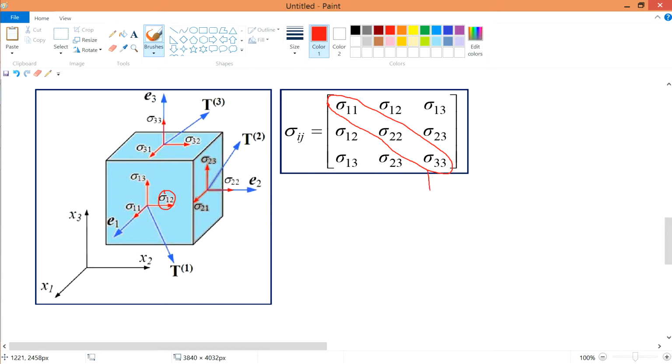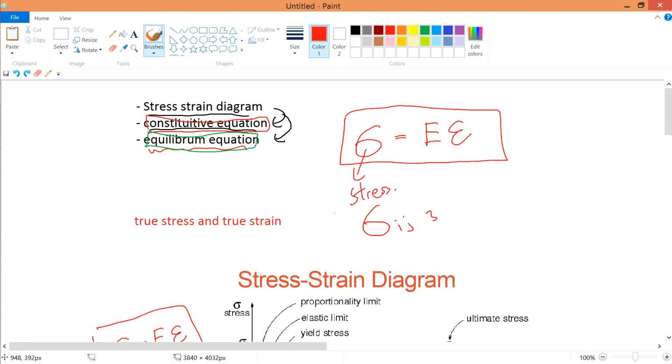And this diagonal one is the normal stress, because it's perpendicular to the plane, right? Sigma 22, sigma 11, and sigma 33, they're all perpendicular to the plane, so they call it a normal stress. And the rest of them over here are just called the shear stress, as we have proved just now. Okay, so far we talked about all this, and we haven't talked about how to apply the equilibrium equation.